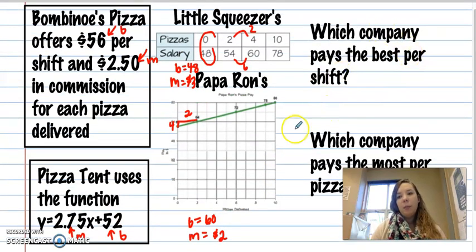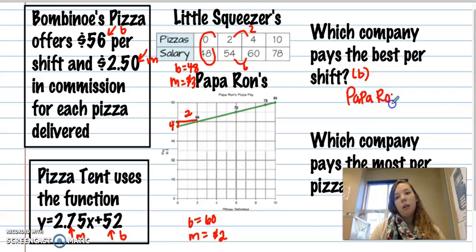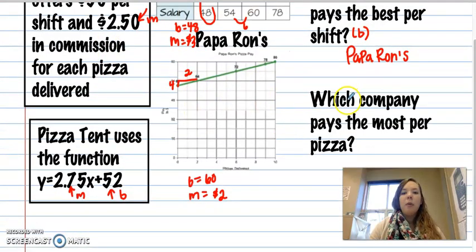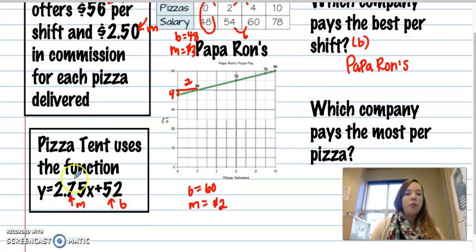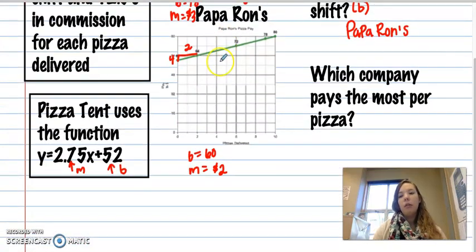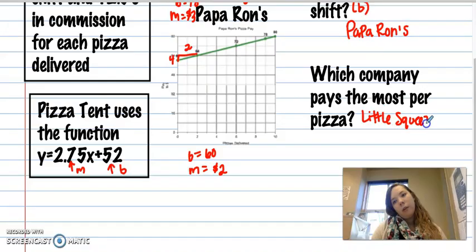Okay, which company pays the best per shift? This is where we're talking about our intercept. So you have 48, 60, 52, and 56. So it looks like 60 is the best, so we will say Papa Ron's. And again, you should have these to cut and paste. You'll have to write the ones in the boxes. Which company pays the most per pizza? So that's our slope. We have $2, $2.75, $2.50, and $3. So it looks like Little Squeezers pays the most per pizza.